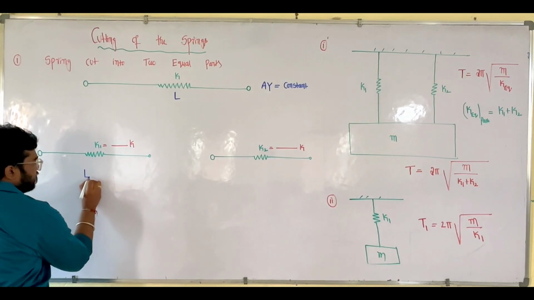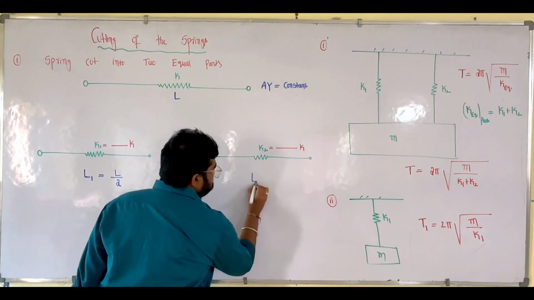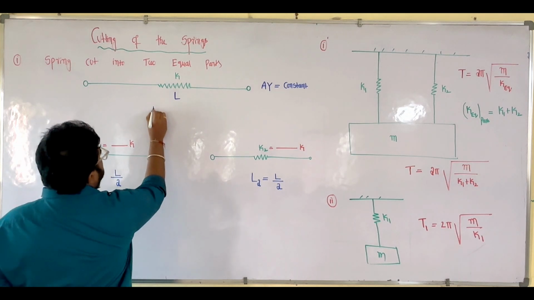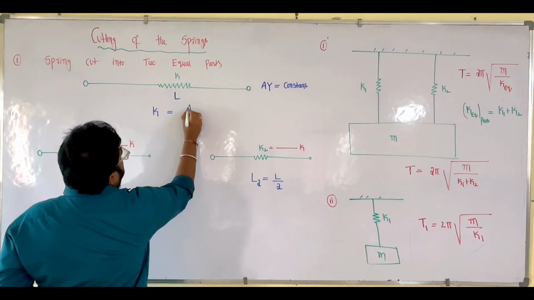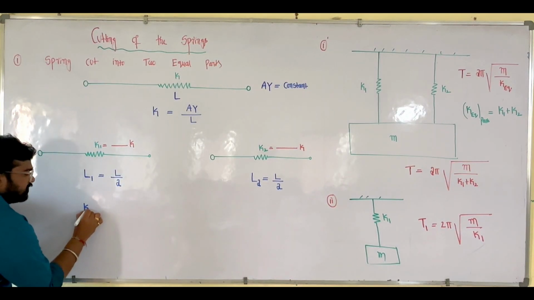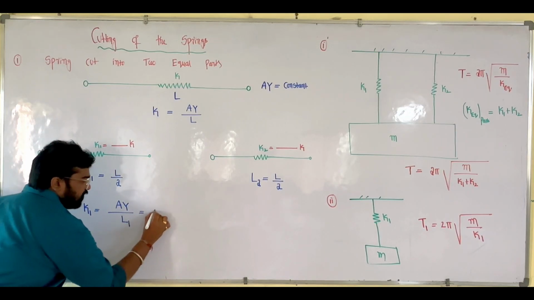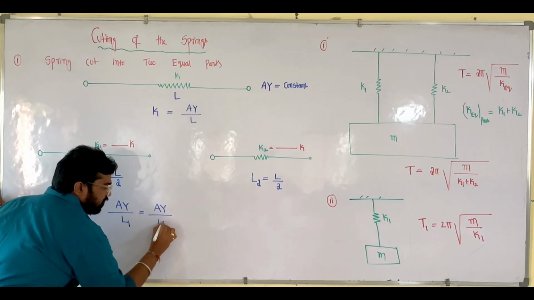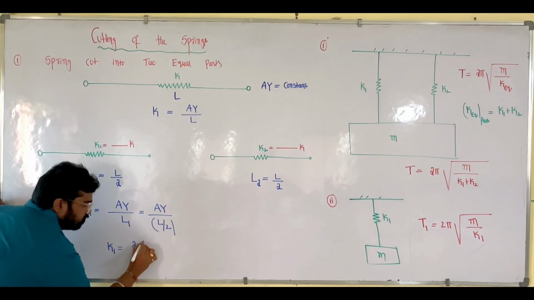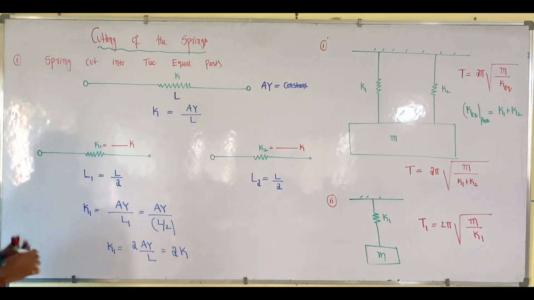Here it is L1. L1 becomes how much? L by 2. L2 becomes L by 2. What is the K? K equals AY by L. K1 equals how much? AY by L1, which is AY by L by 2, which is 2 times AY by L. AY by L can be written as K, so K1 is 2K.